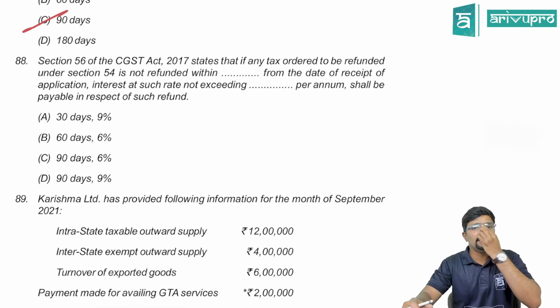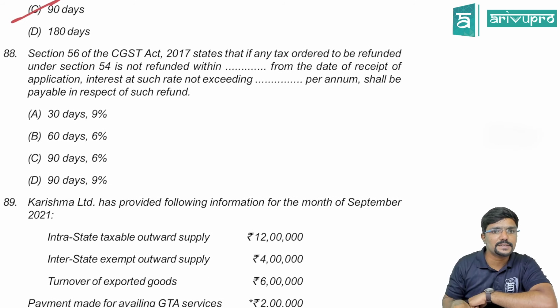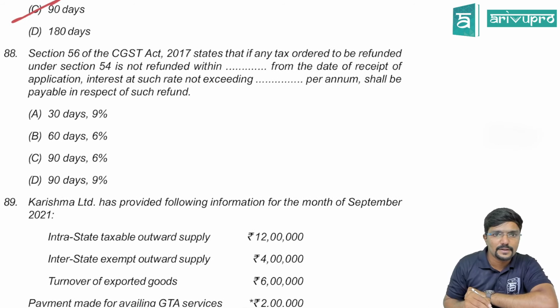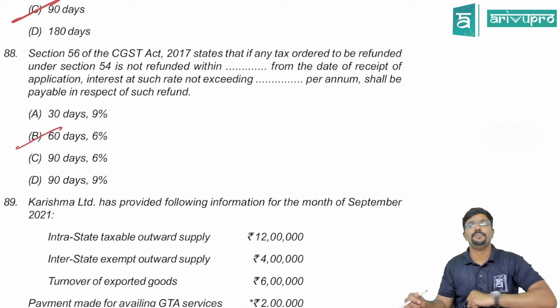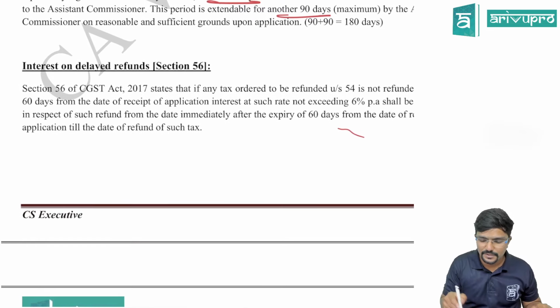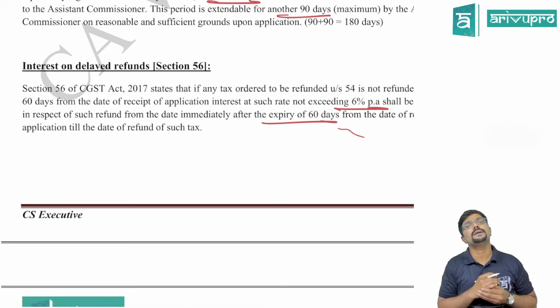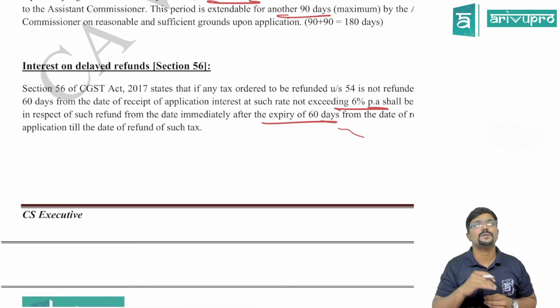Section 56 of the CGST Act 2017 states that if any tax ordered to be refunded under Section 54 is not refunded within dash from the date of receipt, that is 60 days from the date of receipt of application, interest at such rate not exceeding 6%. So 60 days and 6% shall be payable, that is option B. This is as per Section 56. If refund is not given within time, you can observe, if it is not paid within 60 days, from the 61st day, 6% interest will be paid by the department to the registered person.